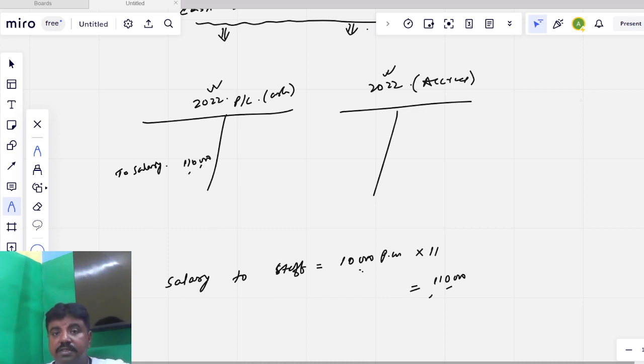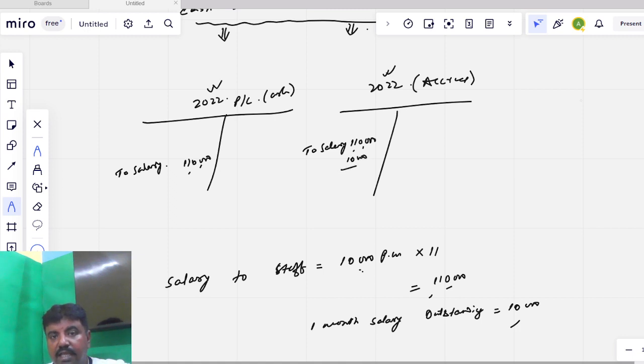But when you follow accrual basis of accounting, we will not write the salary paid in cash, 1,10,000, because 1 month salary is outstanding. A year consists of 12 months, and here we have paid only 11 months salary. So 1 month salary is outstanding, that is of 10,000. That 10,000 you have to add here, and in the profit and loss account you have to show salary as 1,20,000. That means under accrual basis you have to consider outstanding and prepaid, but under cash basis you don't need to consider outstanding and prepaid.